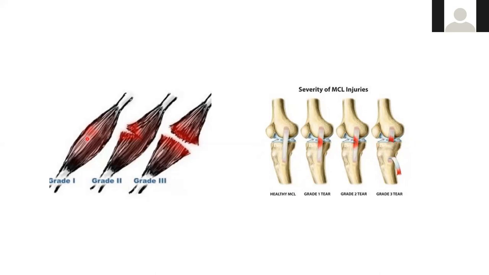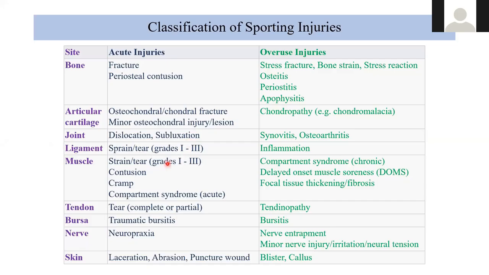Likewise, the muscle injuries: micro tears in the muscle are considered grade 1, and grade 2 injuries are a partial injury to the muscle fibers, and complete muscle disconnection will be a grade 3 injury. So this will be part of acute injuries. And in muscle injuries there will also be contusion, cramps, and acute compartment syndrome, which we will discuss a little later. And then the tendon injuries are usually a complete or partial tear of the tendon, or of the musculotendinous junction. Traumatic bursitis, neuropraxia, and skin lacerations and abrasions will be part of acute injuries.